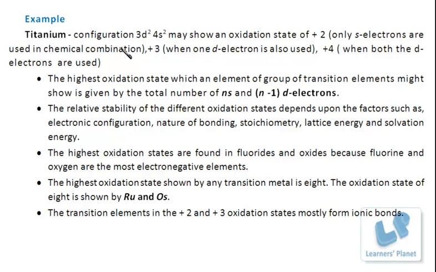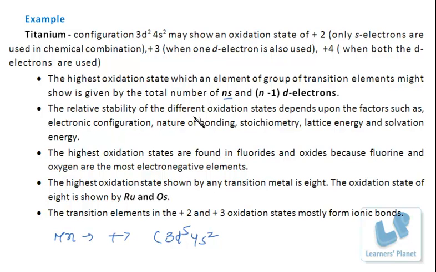See, for example, titanium. The configuration of titanium is 3d2 4s2. It may show an oxidation state of +2, that is only s electrons are used in chemical bonding, +3 when one d electron is also used, and +4 when both the d electrons are used. The highest oxidation state which an element of a group of transition elements might show is given by the total number of ns and (n-1)d electrons. Say manganese, it shows +7 oxidation state. The configuration of manganese is 3d5 4s2.